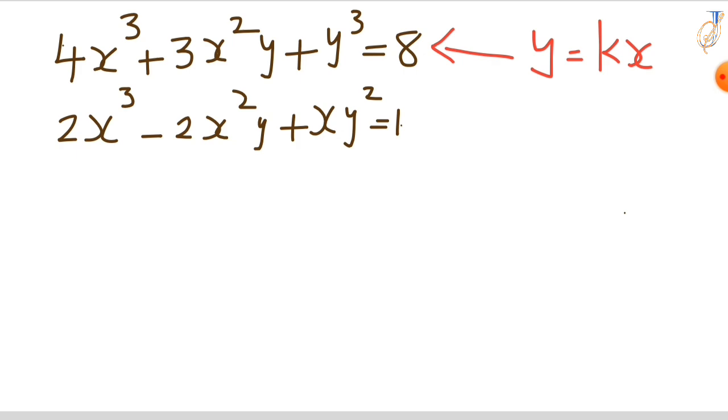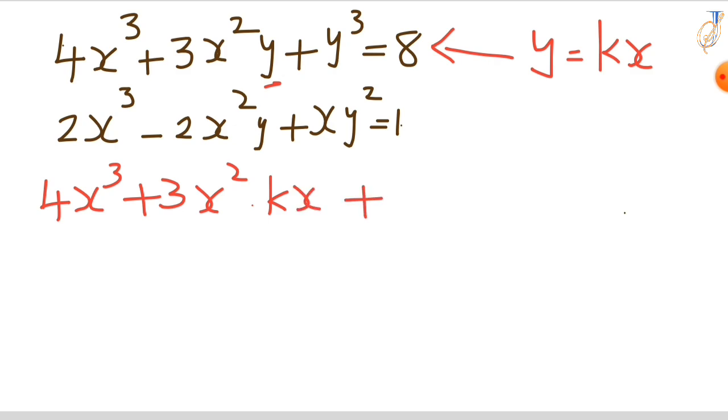turns into 4x raised to the power of 3 plus 3x raised to the power of 2. Instead of y, we are going to write kx, so times kx, plus y power 3, that means (kx) whole power 3, that is equal to 8.